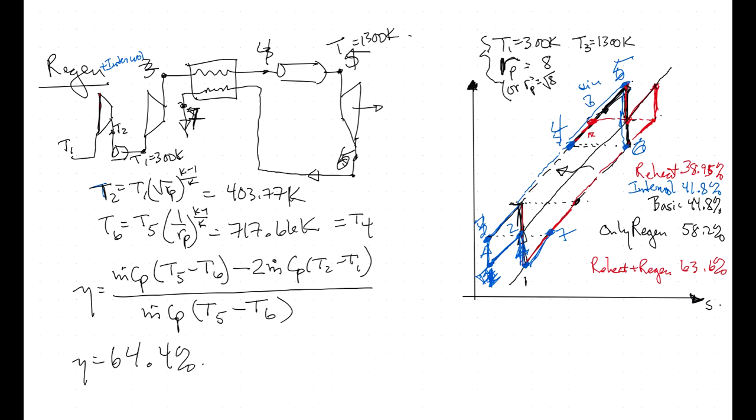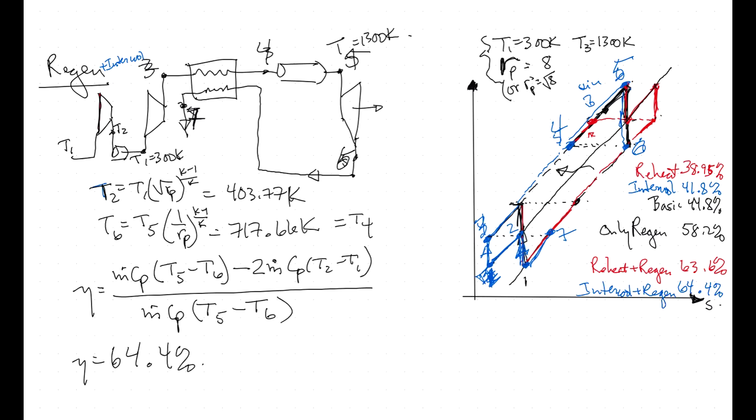Here I'm going to go to blue. So this is intercooling plus regen. So a tiny little bit better than reheat plus regen. This is 64.4%. 1 point higher. Hey, we're almost done. So our last combination is the full shebang.